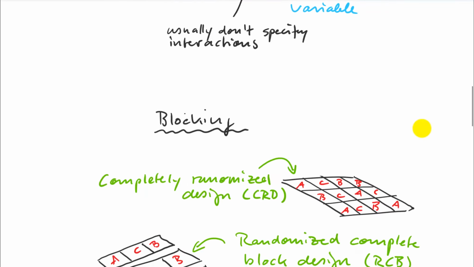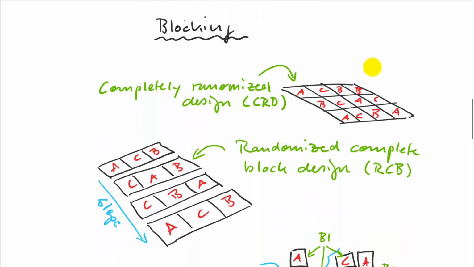Okay, let's talk about blocks. Blocks are essentially exactly the same idea, except that I make the covariate part of my design. So this would be a completely randomized design that we talked about, where there's no particular structure. But what I can do is arrange my treatments into blocks. So each block has all treatments within it, randomized. But then the blocks are laid out across putative environmental gradients.